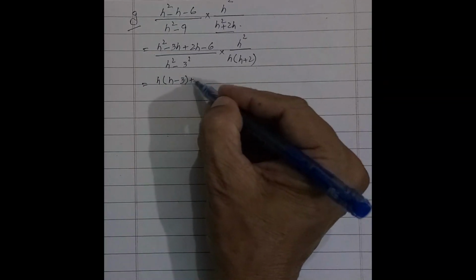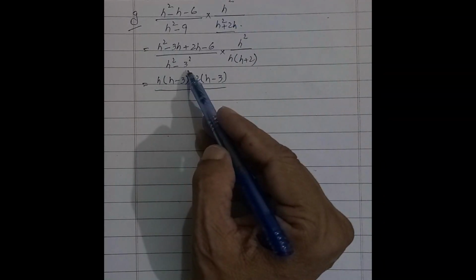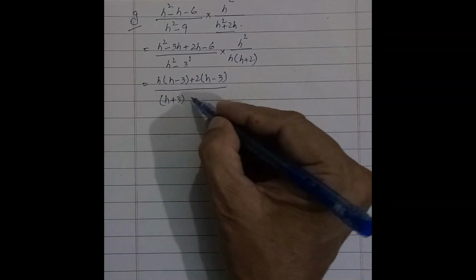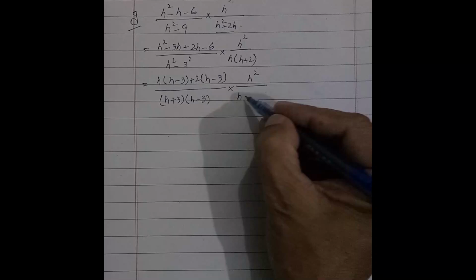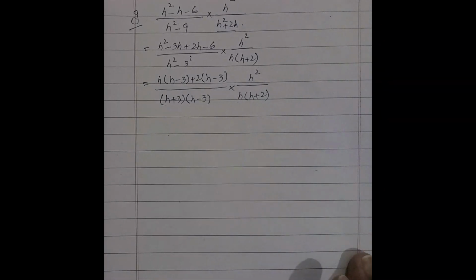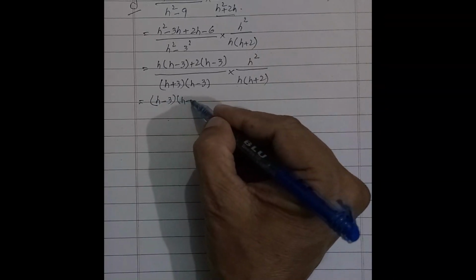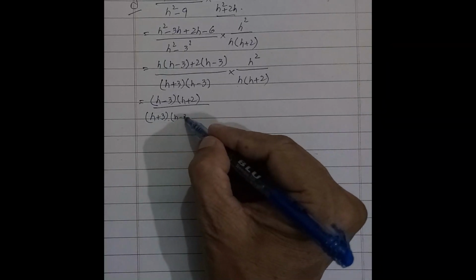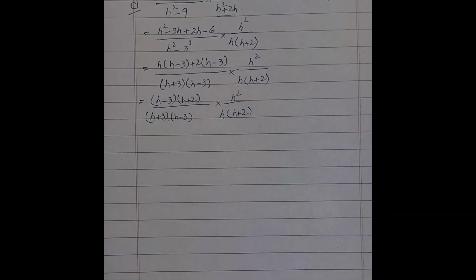Over, it is a² minus b², and the answer is (a plus b)(a minus b), (h plus 3)(h minus 3), multiplied by h² over h(h plus 2). Further solve it, (h minus 3)(h plus 2) over (h plus 3)(h minus 3), multiplied by h² over h(h plus 2). Now simplify all the values.